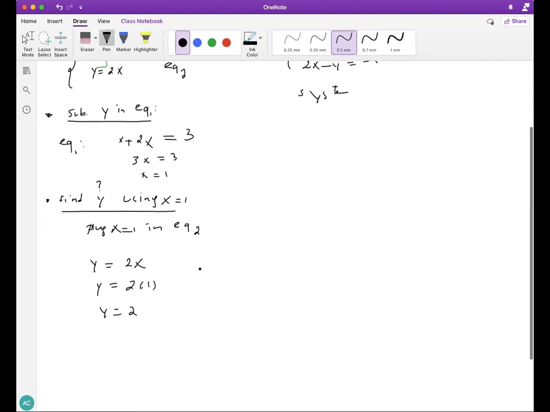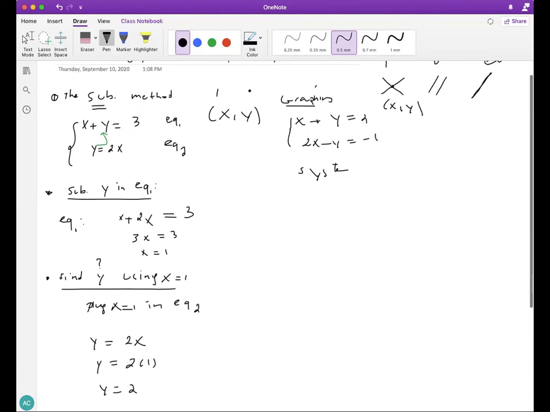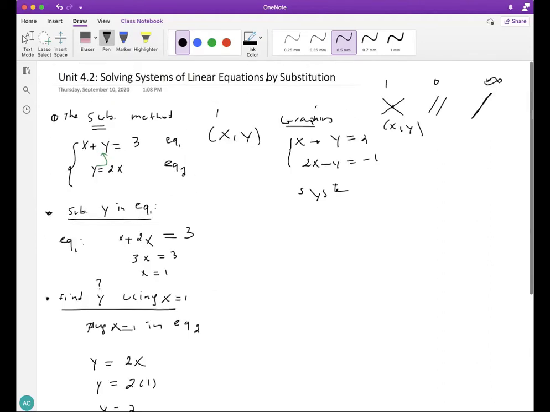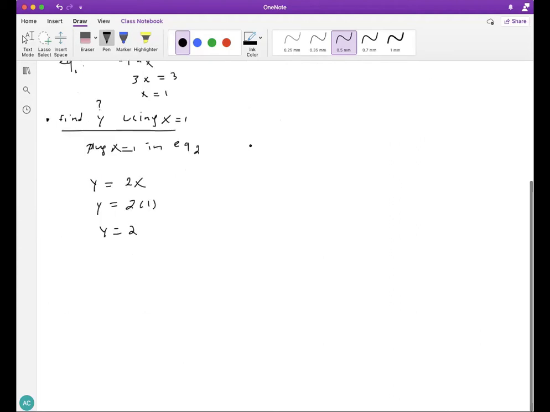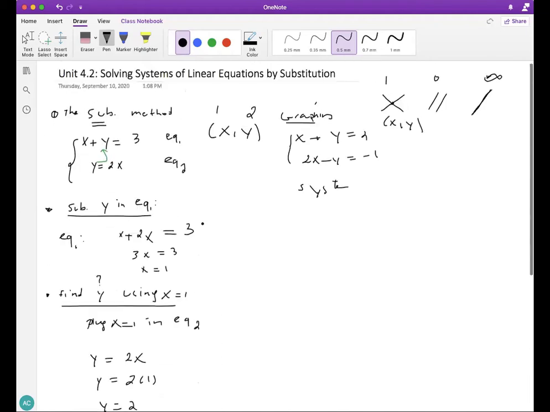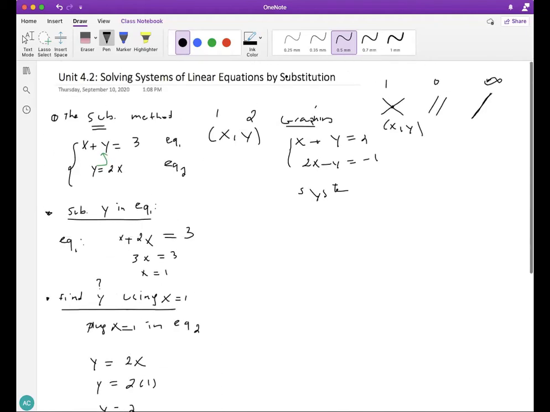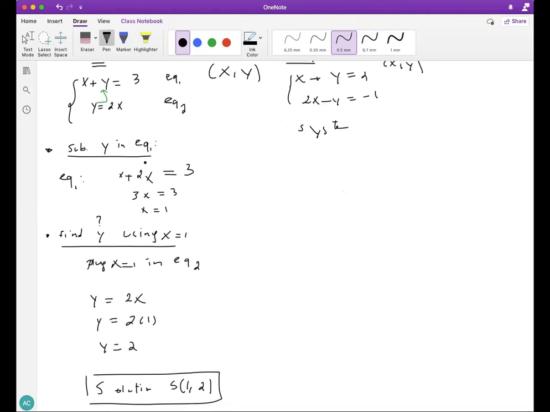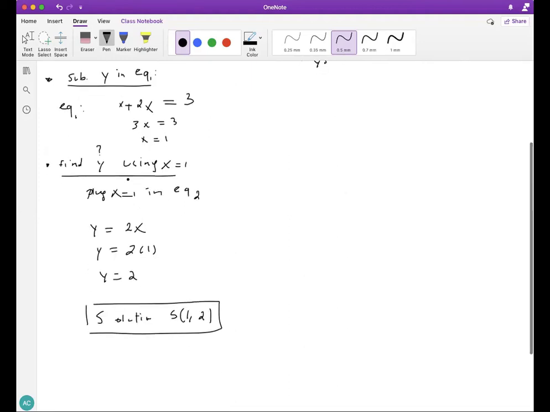And that's it. Once you find your 2 coordinates, x is 1, y is 2, and that's it. So the solution is, you can call it S, it's a pair, (1, 2). Okay, so that's the whole idea of solving linear systems by substitution. We're going to pretty much be repeating the same process. Sometimes there might be some extra steps, but that's the whole idea.